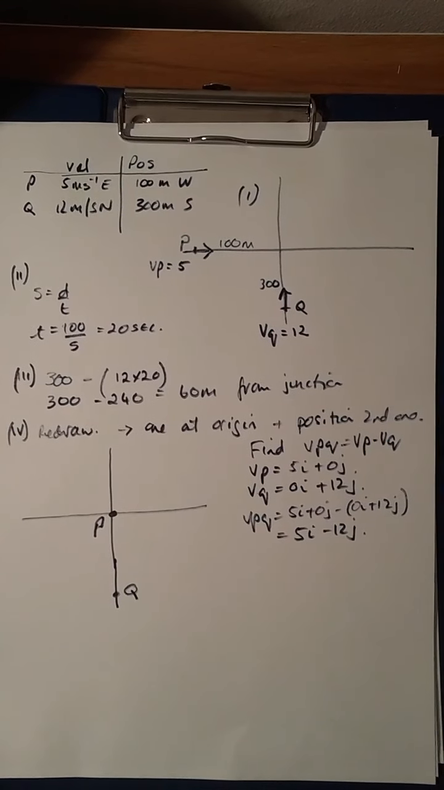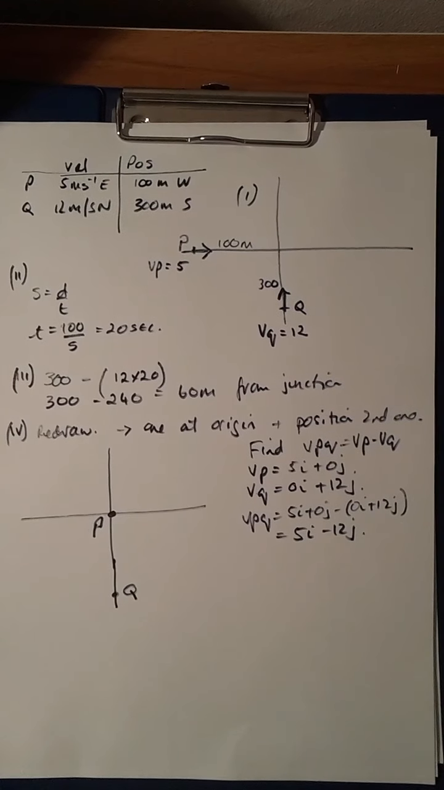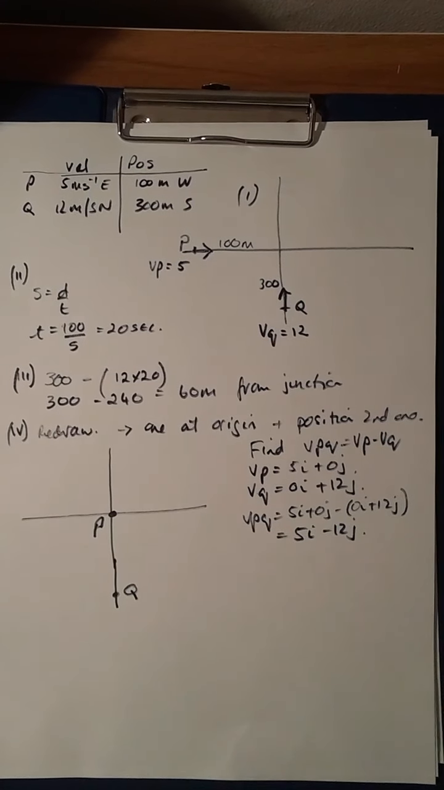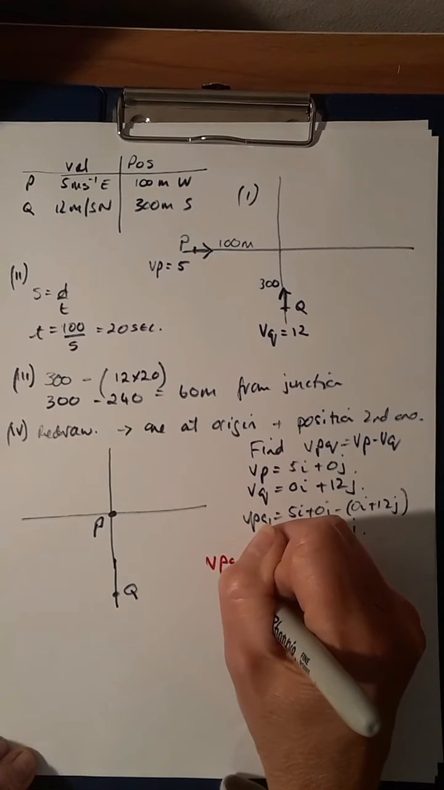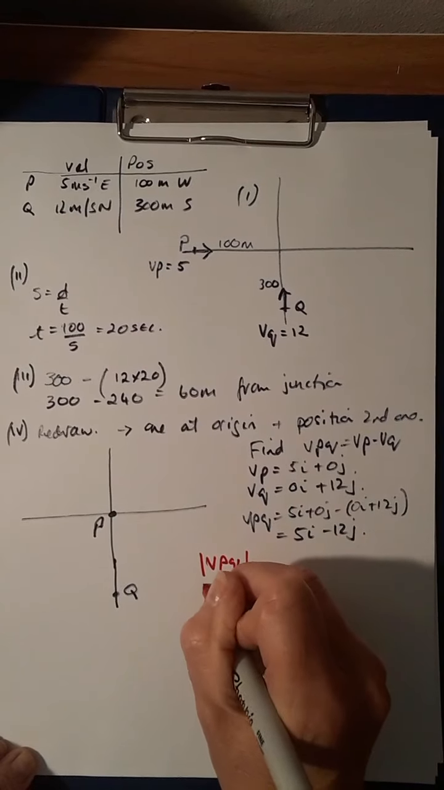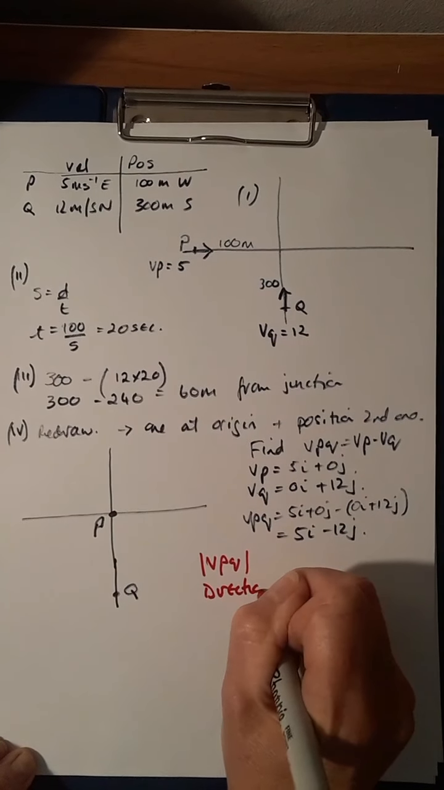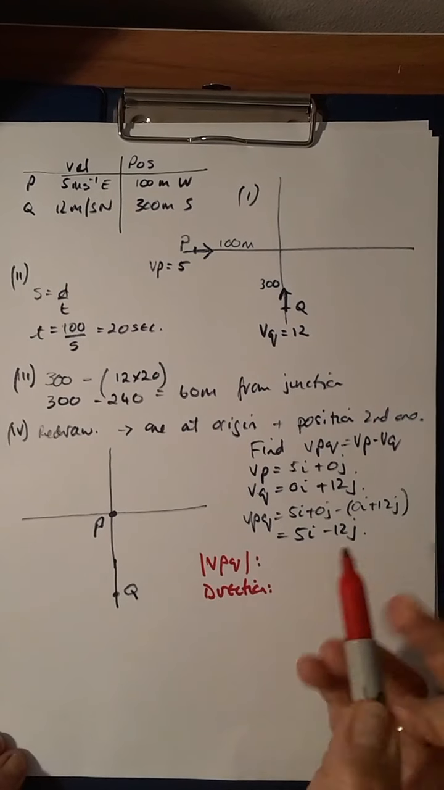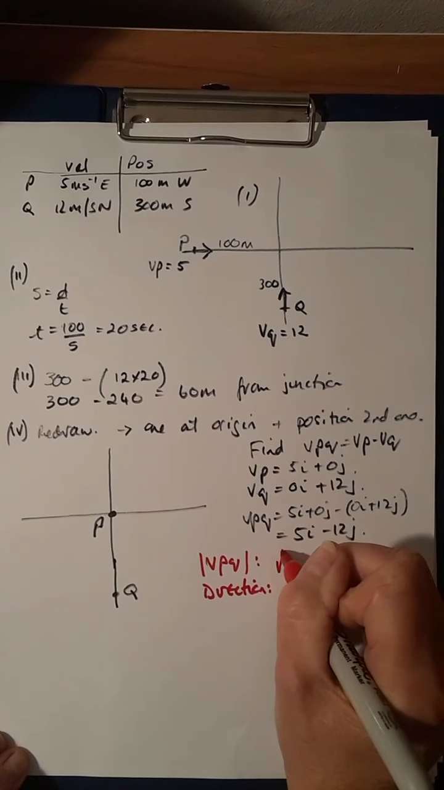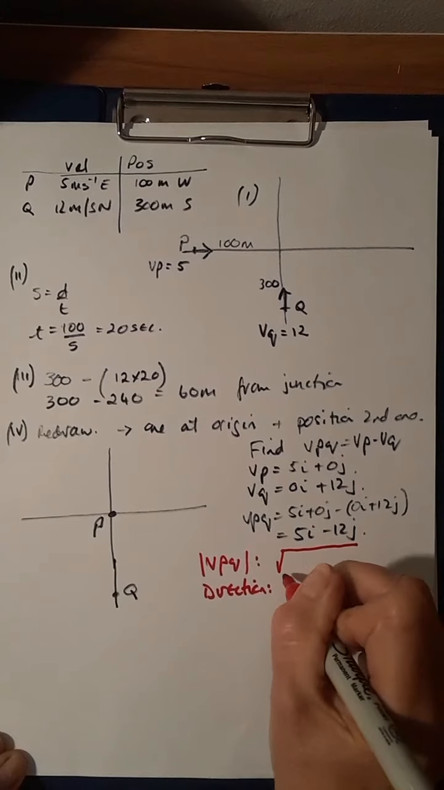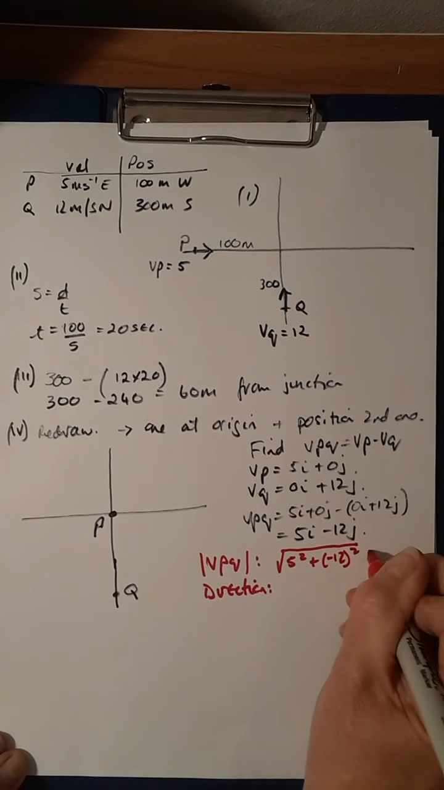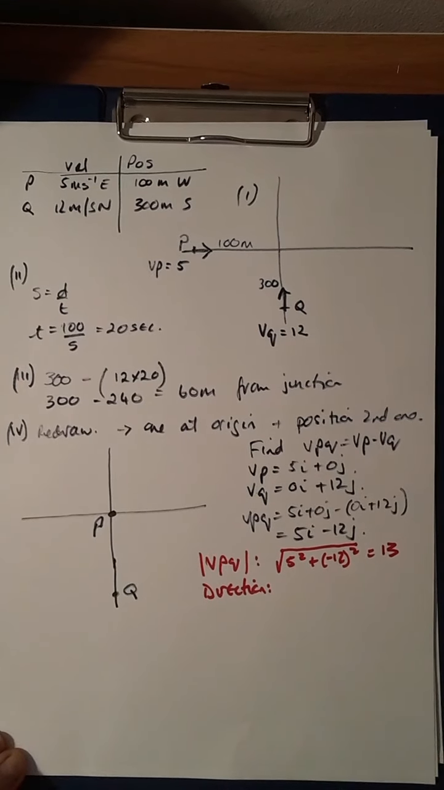Now, whether you're asked or not, if you ever find a relative velocity, you immediately do two things: you find its magnitude and its direction. You do that even if you're not asked to in the question. So the VPQ here, its magnitude is going to be the square root of the i component squared plus the j component squared. And of course, when I work that out I get 13.